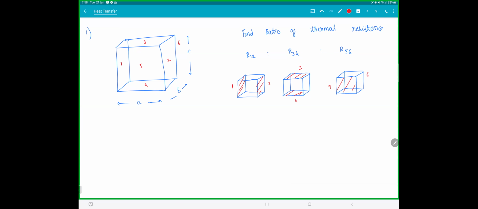Find the ratio of resistances when the heat flows from 1 to 2, heat flows from 3 to 4, heat flows from 5 to 6. Remember the formula is L by K A. Now, this is what I was saying. The people who don't know will think resistance is rho L by A, but they don't know what is L and what is A. All three sides are different. L is the length along the heat flow. A is the area perpendicular to the heat flow. Try, I'll give you a minute.